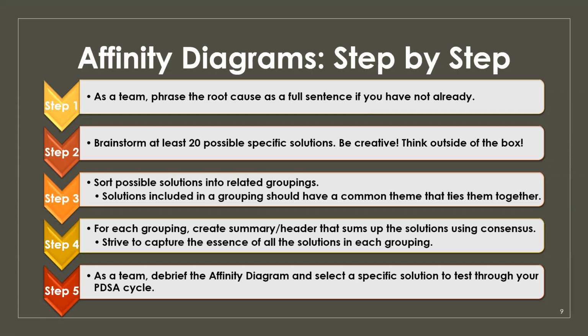Once those solutions have been grouped together, you can then create a summary or a header that sums up those solutions. You want to strive to capture the essence of all the solutions in the grouping. So you want to make sure that header encompasses all of them and that a solution isn't being left out. Lastly, as a team, you're going to want to debrief on the affinity diagram and then select a solution to test through your PDSA cycle.